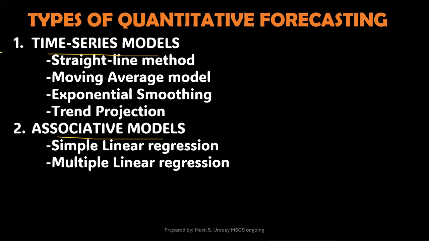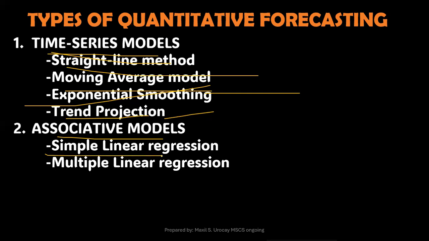So here then, for time series model, there is the straight line method, moving average model, and exponential smoothing, which has subtypes as well, like double Holt, simple Holt, something like that. We'll deal with that later on. And for trend projection, it could be ARIMA or SARIMA or whatever. There are a lot of subtypes for that as well. Now, for associative model, there will be simple linear regression and multiple linear regression. So that's the thing that you will build for the quantitative model.